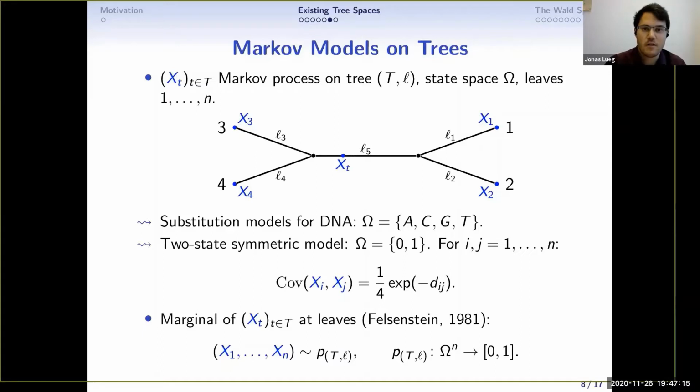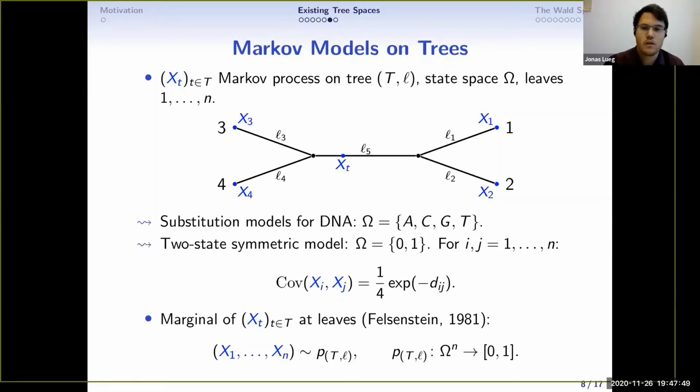Let's take some Markov process for now on a tree. For example, you could think of the substitution models for DNA, or the simpler model, the two-state symmetric model, where you have a state space 0 and 1. And for this particular two-state symmetric model, the covariance between two random variables at the leaves i and j is just 1/4 times the exponential of minus their respective distance to each other.